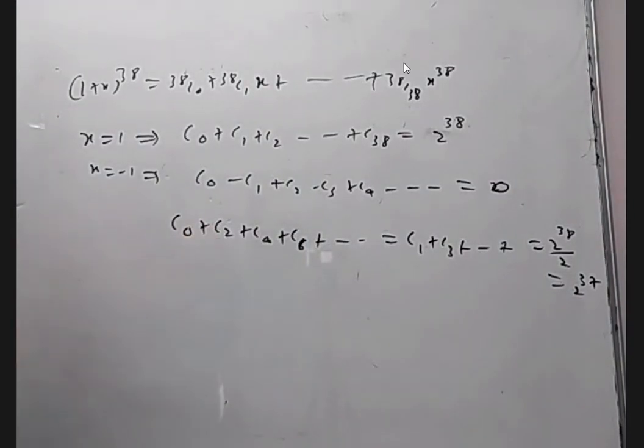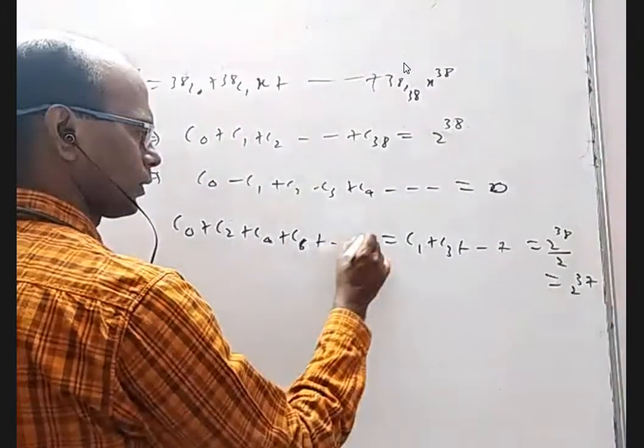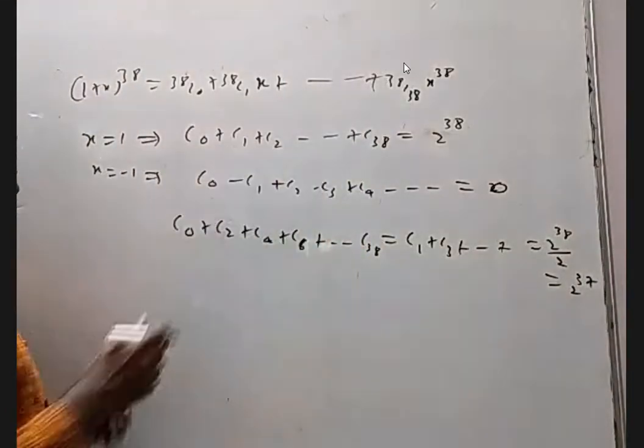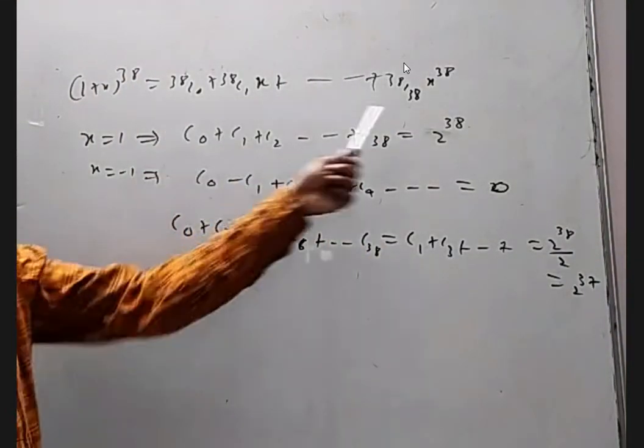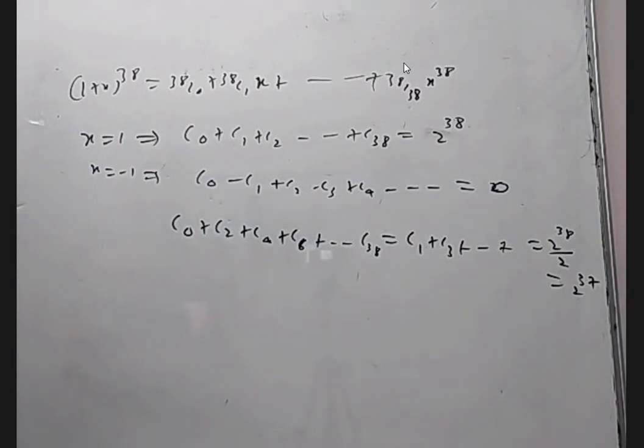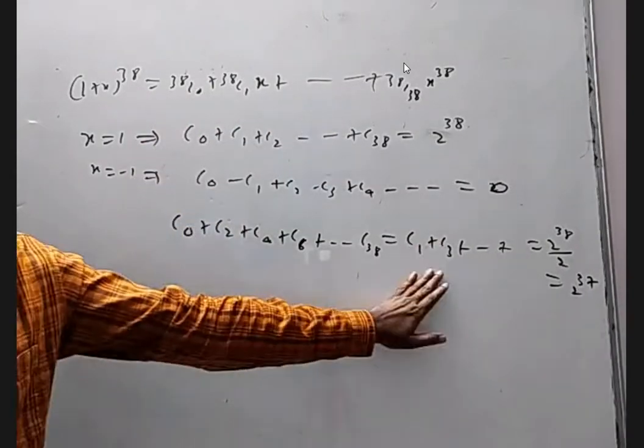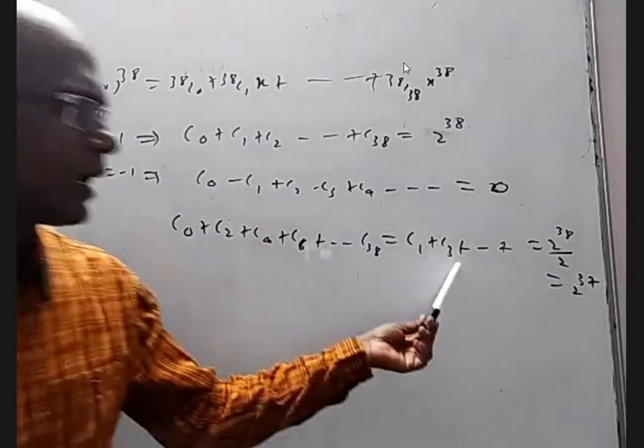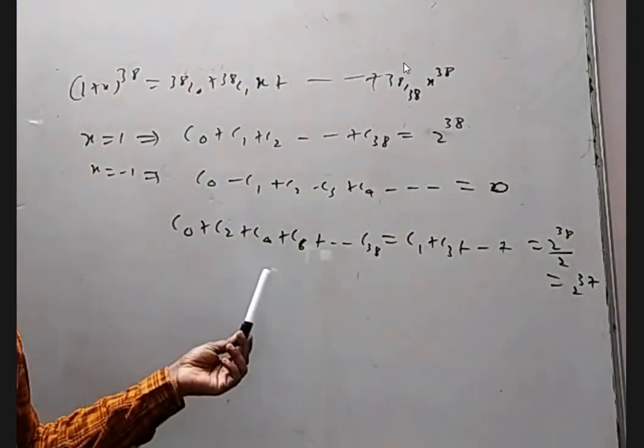What is here? What is the last one? C38. And the power is a total how many terms? 39 terms. In that 39 terms, how many are these? These are 19 terms and these are 18 terms. Am I correct?